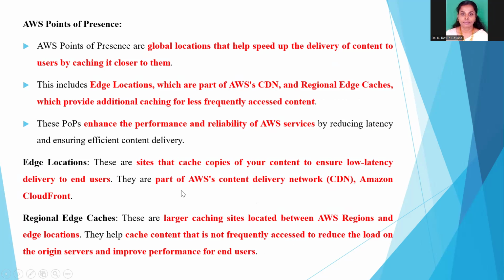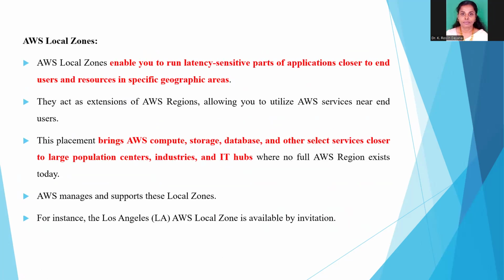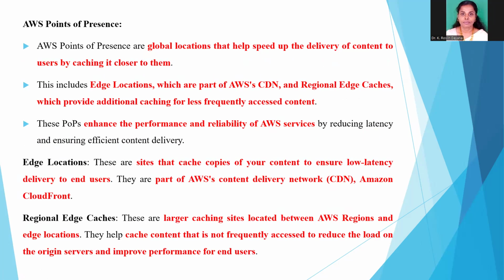So these are the things we have seen: AWS regions, availability zones, data centers, local zones, and points of presence. These all constitute AWS global infrastructure.